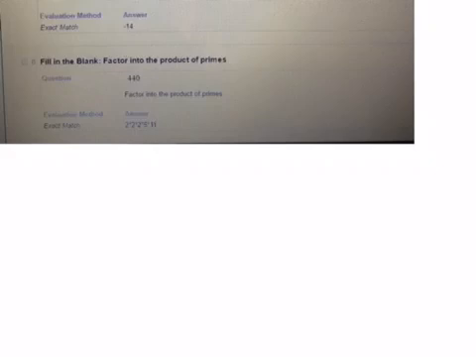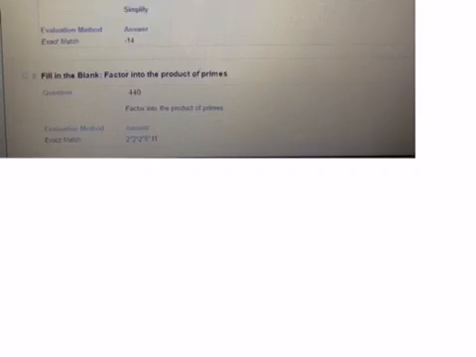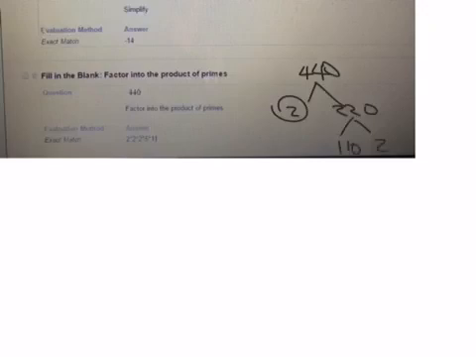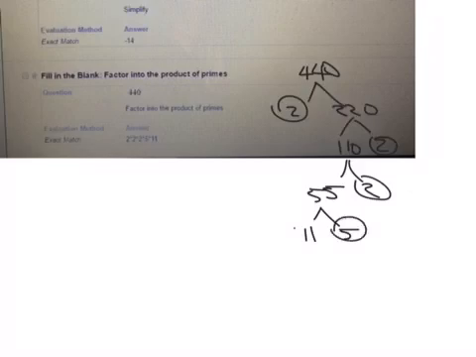And number 6, I don't think many of you had much trouble with that. You just take that 440 and you divide. I mean, there's lots of different ways to do this. I usually try, if it's an even number, to divide it into 2 first, and that gives me 220 and 2, and I'm circling my primes there. So it gives me 55 and 2, and then 11 and 5. So there are my product of primes.